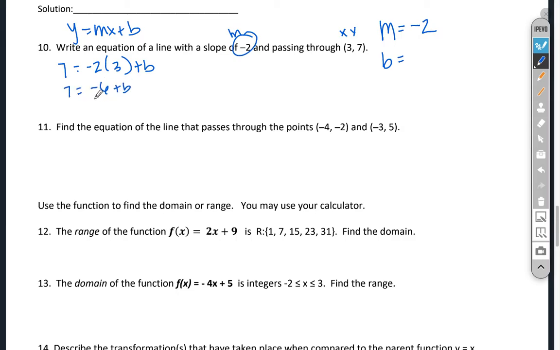We want to isolate that b, so we're going to add 6 to both sides, and we get 13 equals b. So now we know b equals 13, but that is not our answer. It wants an equation. So now we've got m and we've got b, and we can write our equation. It's going to be y equals m, -2x, plus b, plus 13. So -2x plus 13. Right?